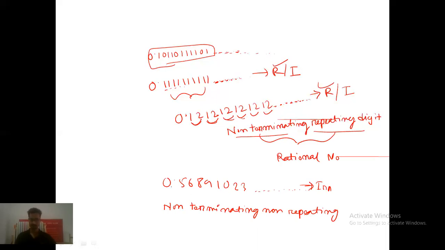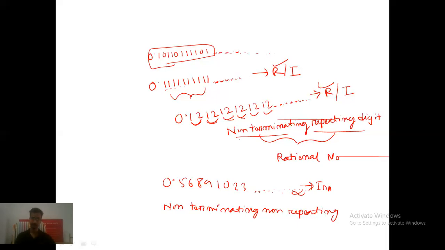But see the next example: 0.56891023 and so on, that means up to infinity. It is also a non-terminating number, but here the digits are non-repeating. Yes or no? Here the digits are not repeating. 56891023. That's why it is a non-terminating, non-repeating number, and that's why it is an irrational number.